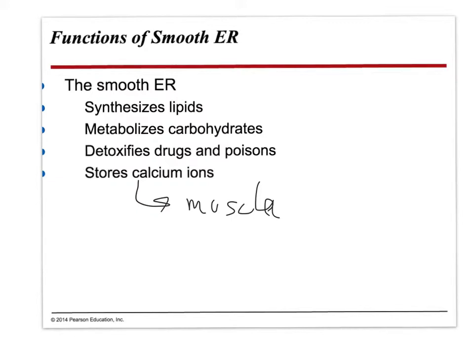And in muscle cells, the smooth ER, or the endoplasmic reticulum, is called a different name. It's called the sarcoplasmic reticulum. Sarco is a prefix that refers to flesh, but also muscle. So, sarcoplasmic reticulum in muscle cells. Questions on the ER?